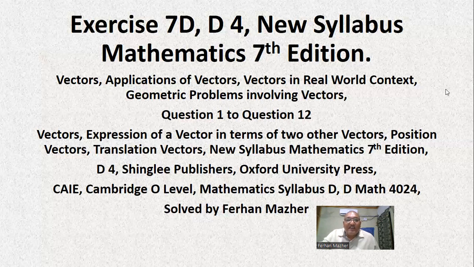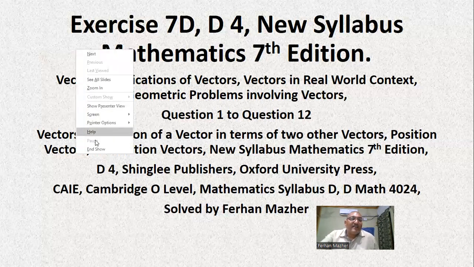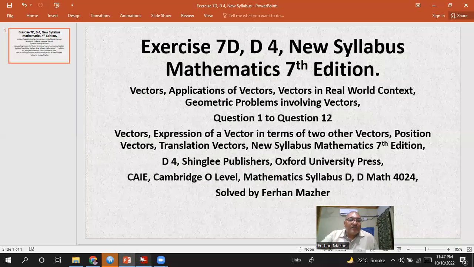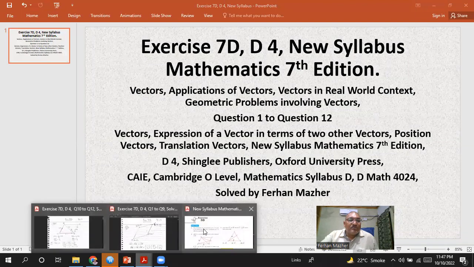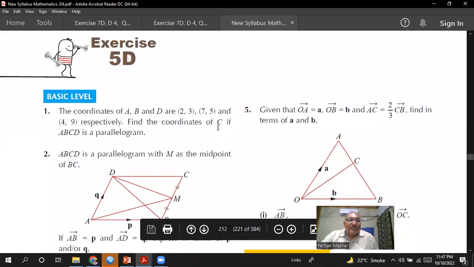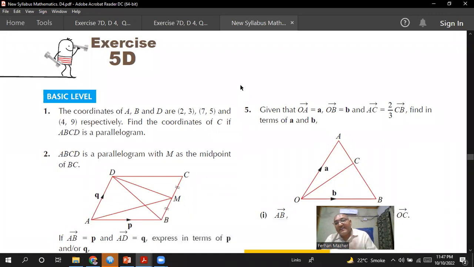So let's start. In this exercise, we will try to solve questions 1 to 12 in this video. So here we go. On your screen, D4, exercise 5D, this is Shinglee publishers, but if you have the Oxford University Press book of the New Syllabus Mathematics 7th edition, then it will be chapter 7.